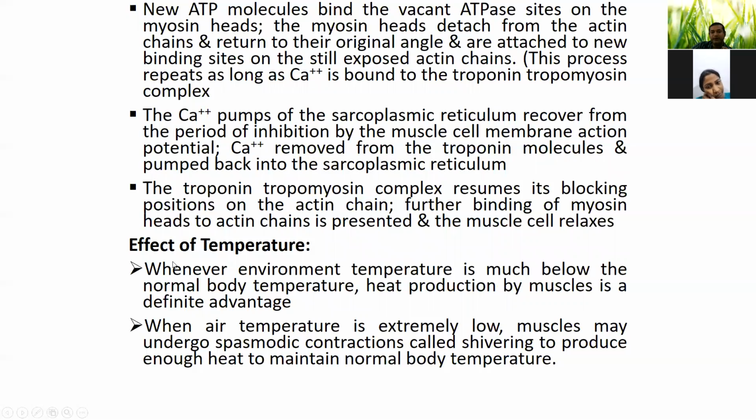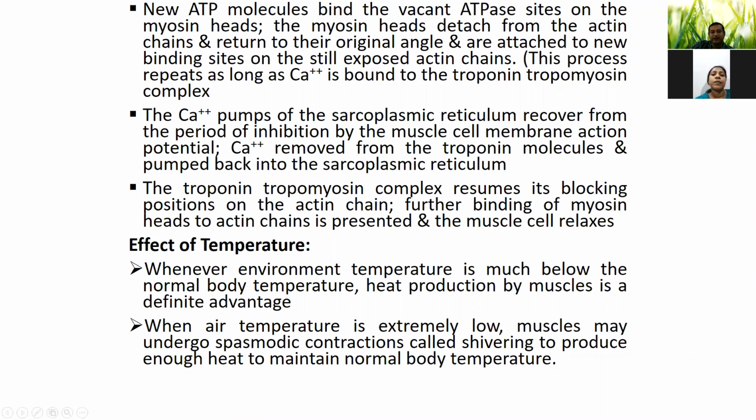The next topic is the effect of temperature. I mean to say, the climatic condition affects the contraction and relaxation of muscles. Whenever there is increased temperature, the contraction acts somewhat faster. But whenever there is a cold climate, the contraction occurs somewhat slower in comparison to a hot climate.